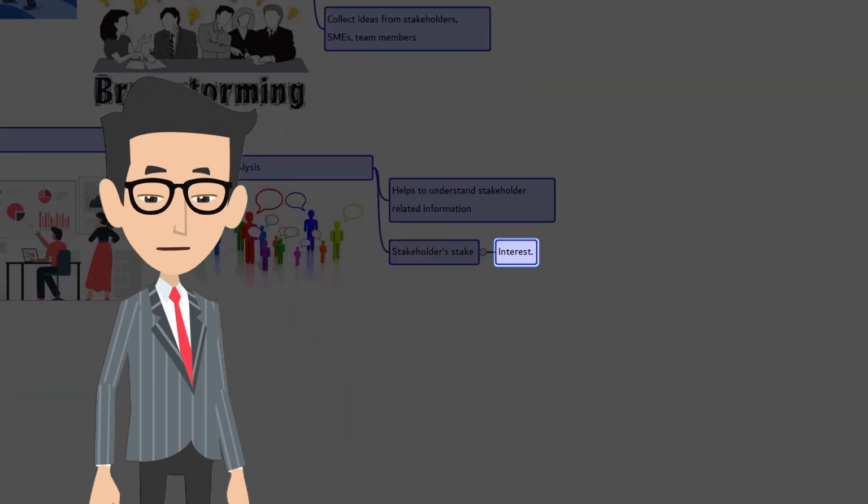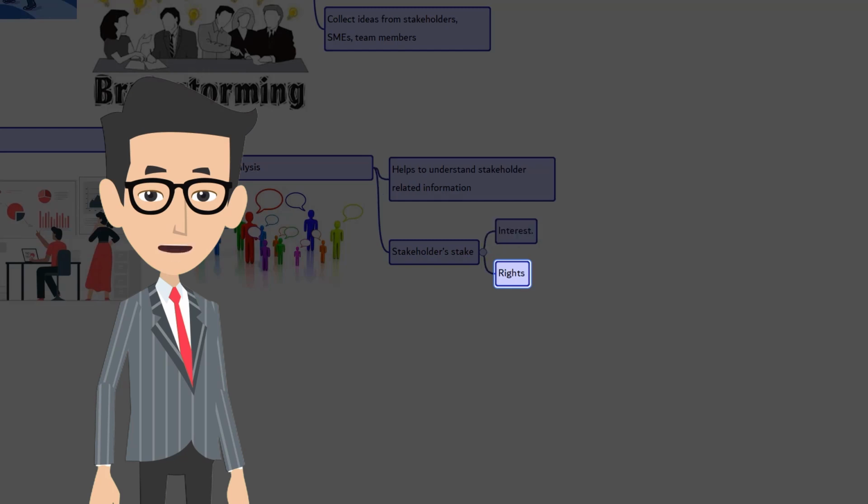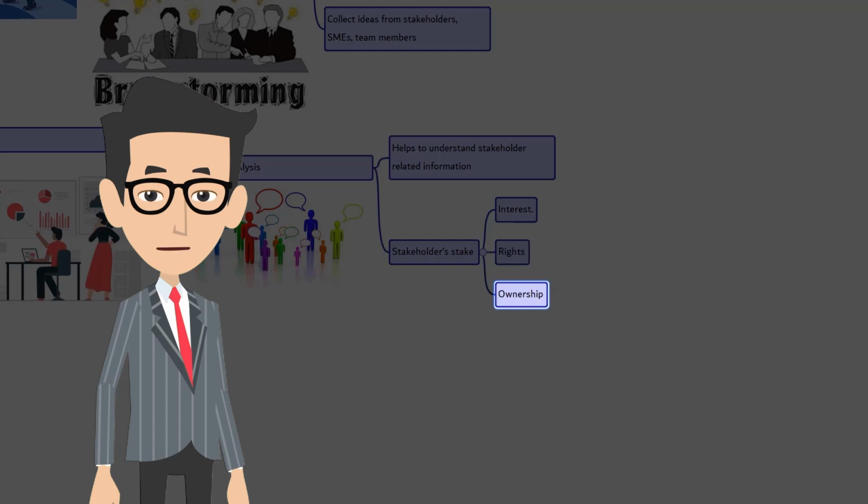First, interest. A person or a group can be affected by a decision related to the project or its outcomes. Rights. Legal or moral rights of the stakeholders. For example, a government official may be responsible for ensuring the safety practices of the construction site. Ownership, the legal owner of an asset or a property. This could be an individual or group.